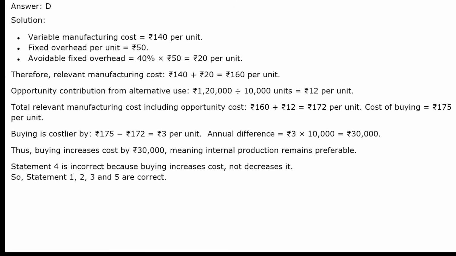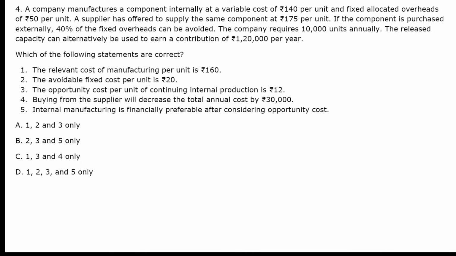A company manufactures a component internally at a variable cost and fixed allocated overheads. A supplier has offered to supply the same component at 175 per unit. If the component is purchased externally, 40% of fixed overheads can be avoided. The company requires 10,000 units annually. The released capacity can alternatively be used to earn a contribution of 1,20,000 per year.